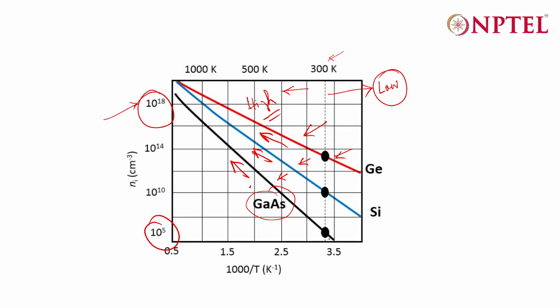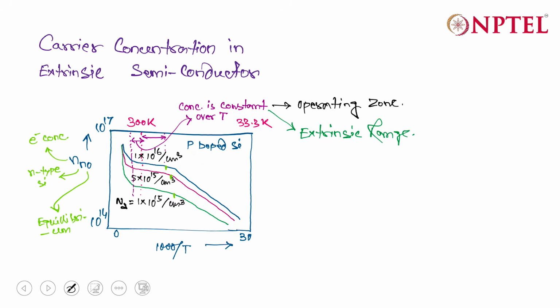Similarly, remember, these are intrinsic semiconductors. Similarly, we also will see how the carrier concentration in extrinsic semiconductor will change. So again, this is a representation of the same. It is not the actual plot. Okay. So in this case also you can see.